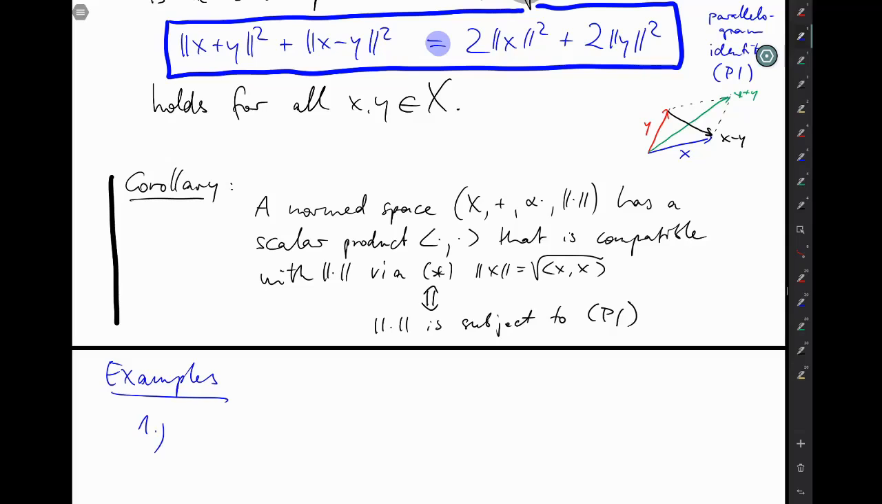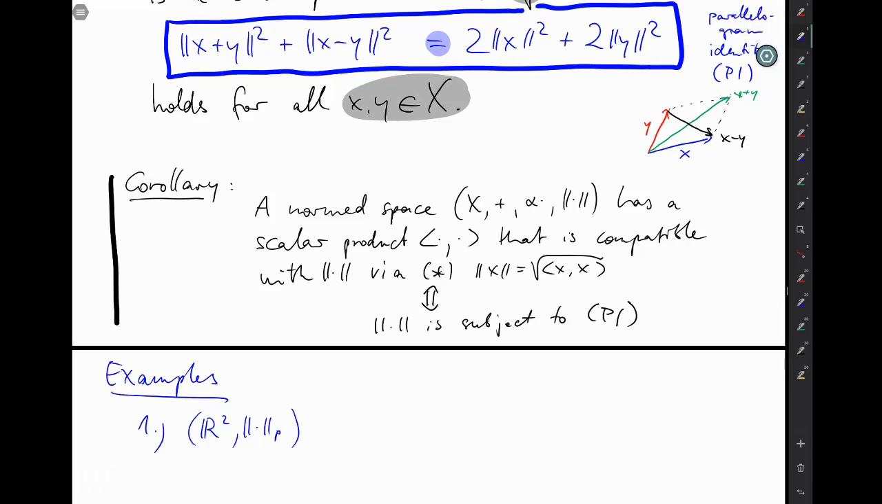So examples, let's start with something very simple. Let's just take R2 with one of those P norms that we've been looking at, and let's see whether or not we can find a compatible scalar product in the sense of our formula star. By our corollary, we have to check the parallelogram identity, and of course that has to hold for all x and y in the space. Of course we cannot check it for all, so let's just check it for two easy ones.